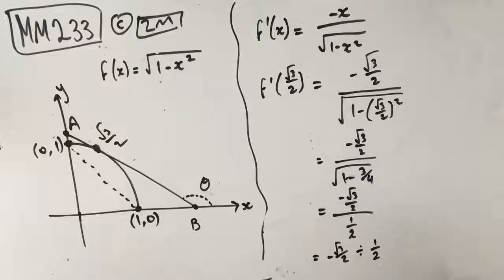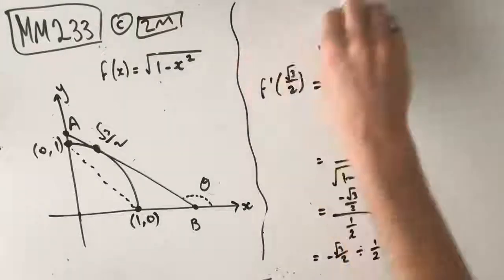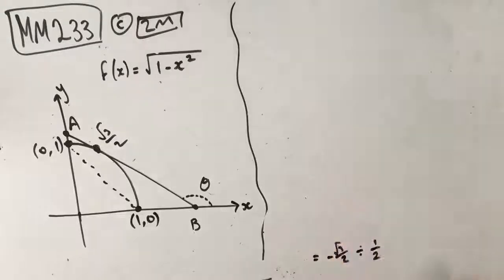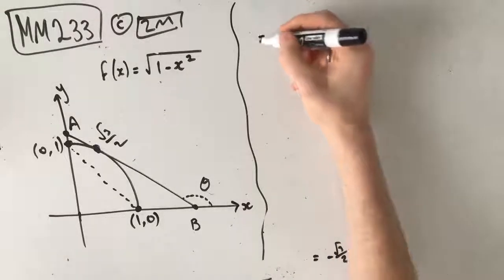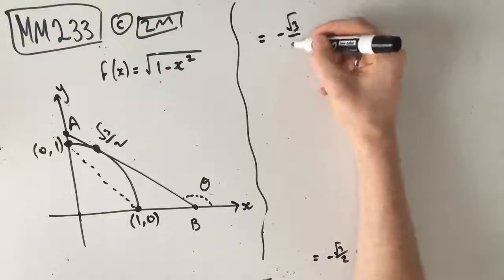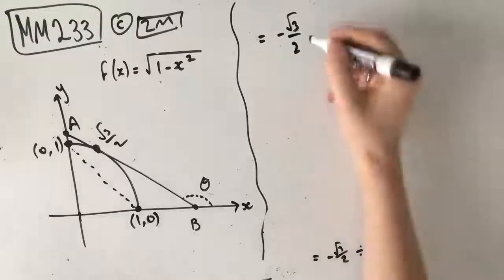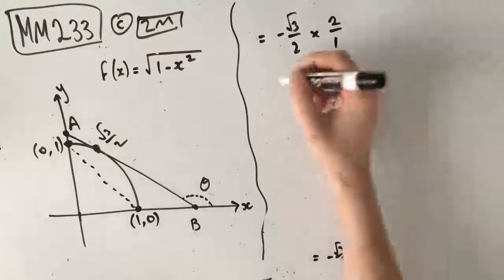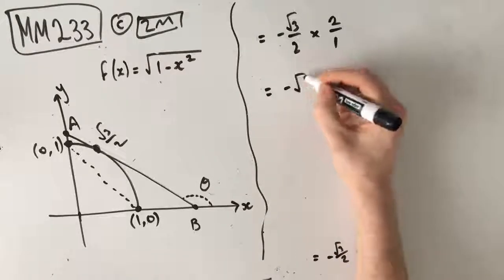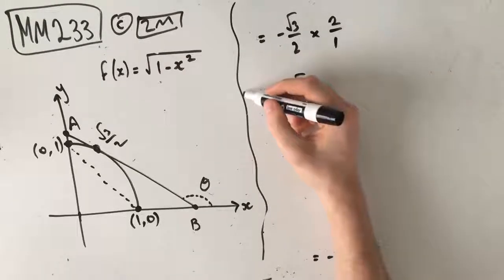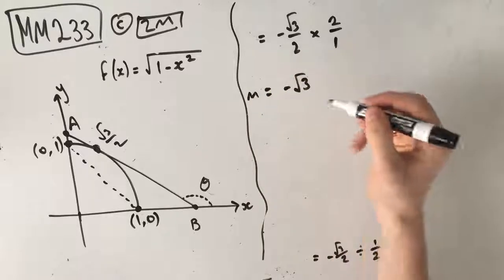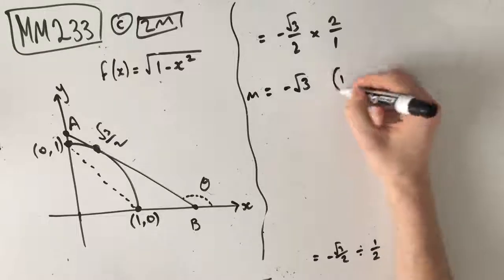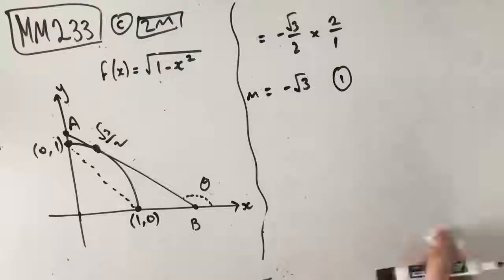Whenever I have two fractions on top of each other, I like to break it up like that, because then I can see what I have to do to multiply it across. So what I mean by that is we get negative root 3 on 2 divided by 1/2, which is the same as times 2 on 1, right? We flip it and times it. So what we get then is negative root 3. So let's just say our gradient is equal to negative root 3. And that's our first mark. So this is a 2-mark question, and that's our first mark.